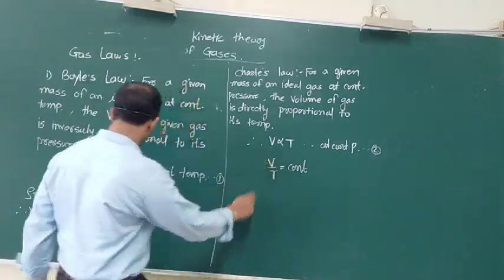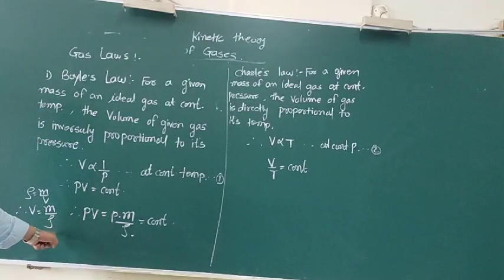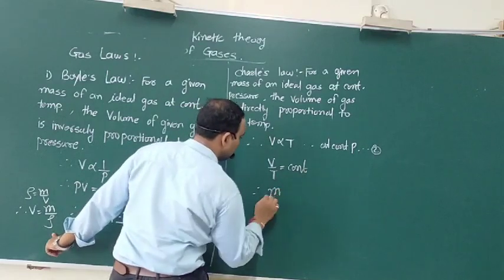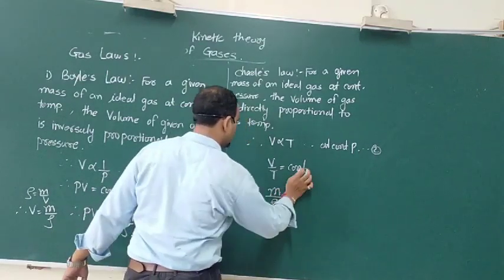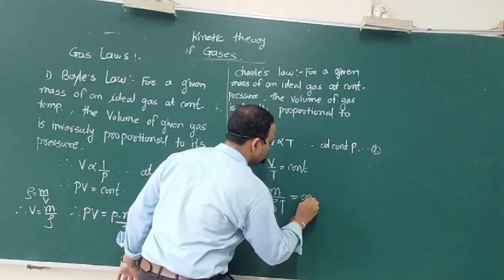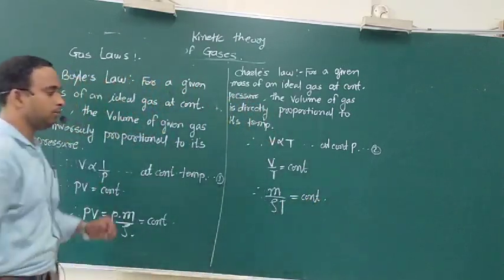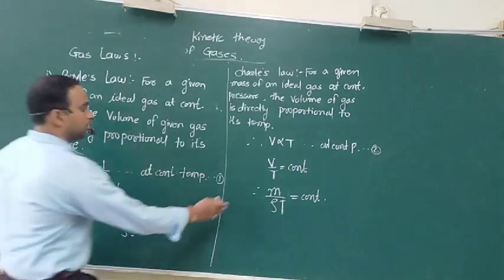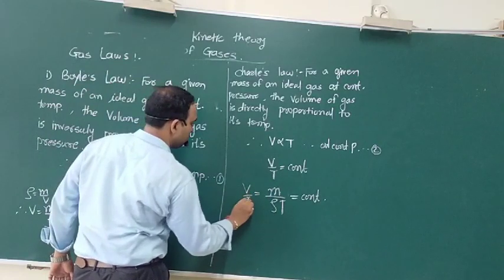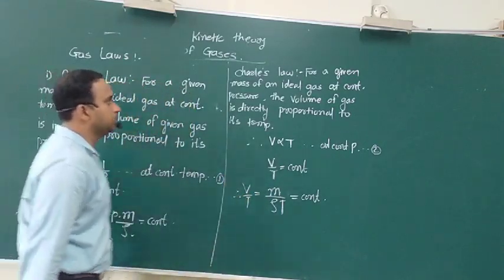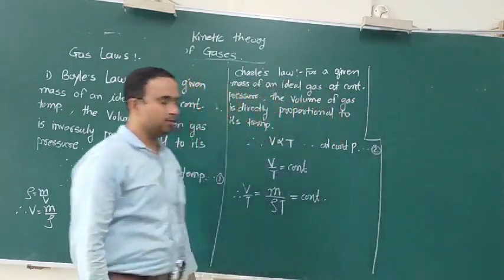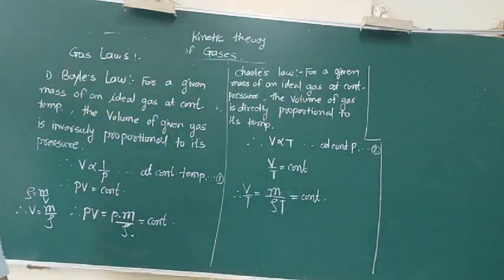So therefore volume is equal to mass upon density. Therefore mass upon density into T is equal to constant. So this is the Charles law. Now next one, that is Gay-Lussac's law.